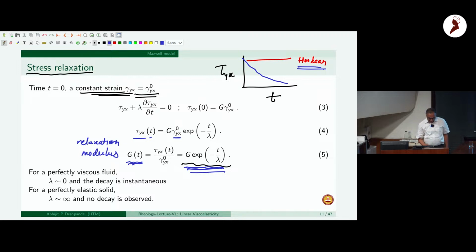The other thing that you can appreciate is, if you do an experiment at different strains, and the relaxation modulus is a function of that strain, then you are in the nonlinear regime. So in the linear regime, the modulus is not dependent on the strain which is being applied on the system. It's only a function of time. So that's why this is called a material function. It's a function which characterizes the material.